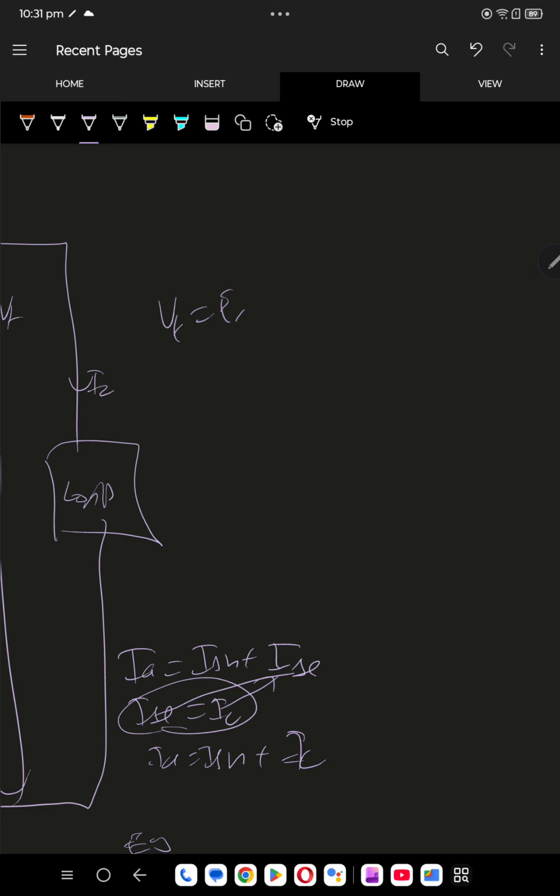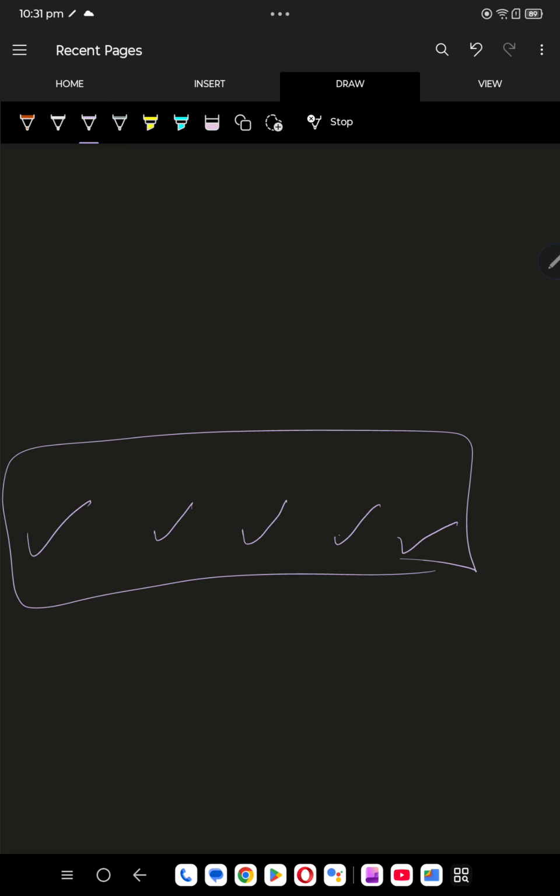VT equals EG minus IA RA minus ISC RSC minus brush drop. If series is there in the circuit, this must be there. But for shunt, we are not writing ISH RSH. So I've explained all the cases. How many did we see? One is separately excited. Then in self-excited we saw series and shunt. In compound we saw long and short. So 5 cases we have seen in this video.